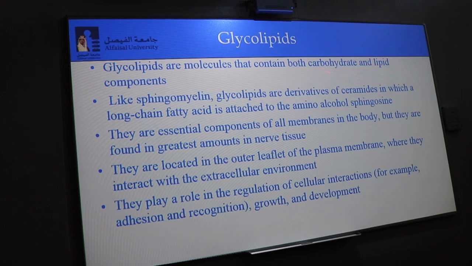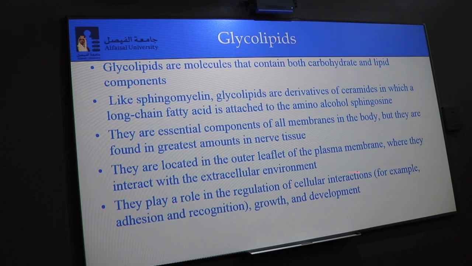Now we move to glycolipids. What are glycolipids? From the term you can tell these are lipids containing carbohydrate. They are like sphingomyelin, derived also from ceramides. So glycolipids contain ceramide. They are an essential component of the cell membrane, and they are present in large amounts in the nervous tissue. They are located in the outer leaflet of the plasma membrane, and they interact with the extracellular environment. So that's why they are important.